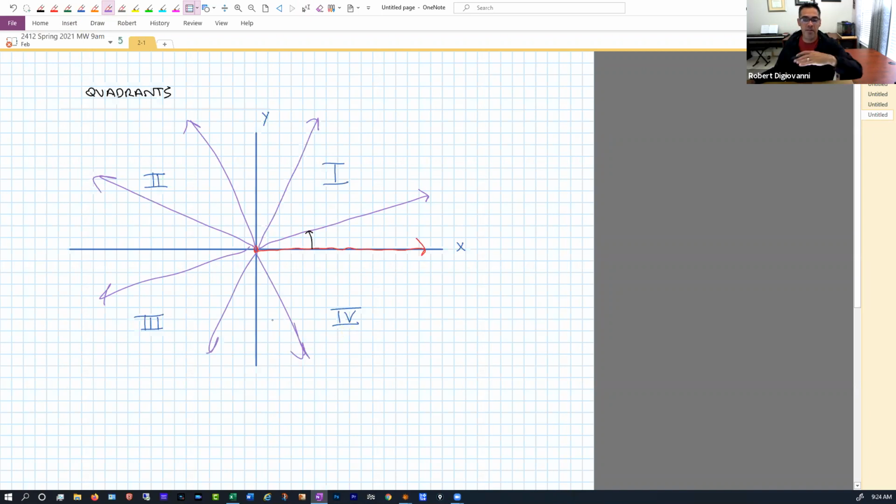And so it seems natural that as our angle gets bigger, we would want to move through the quadrants in order. So we want to move through quadrant 1, then into quadrant 2, then into quadrant 3, then into quadrant 4. So that's why we label it this way, so that it follows the counterclockwise nature of a positive angle. Quadrant 1, quadrant 2, quadrant 3, quadrant 4. So 4 quadrants. Questions?